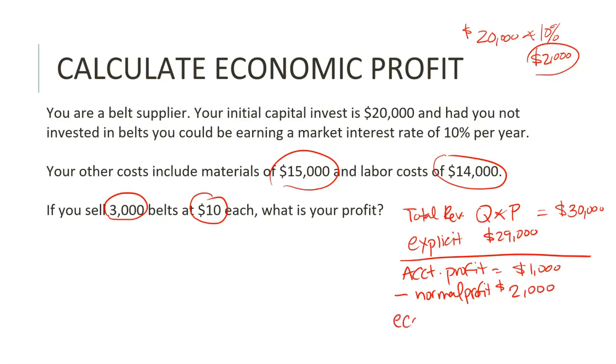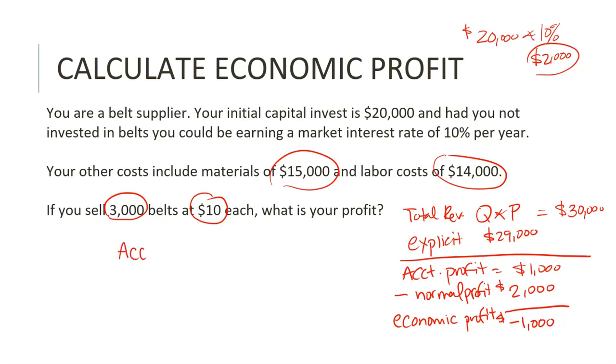which means our economic profit is going to be $30,000 minus $29,000 minus $2,000. We see that our economic profit is actually negative $1,000 from belts. So what that means is that we would make $1,000 more if we didn't invest in belts.